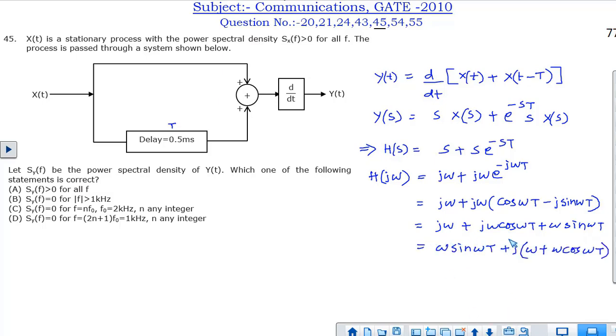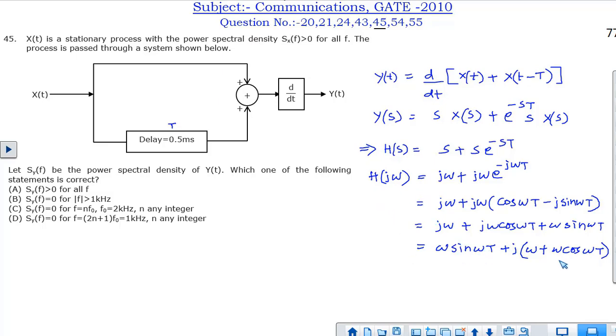Again, after simplification we can separate the real part and imaginary part like this: real part plus j into imaginary part, because here the real part is omega sine omega t, so omega sine omega t, and if you take the j common, this will be equal to omega plus omega cos omega t. Now what is the magnitude of H of j omega?